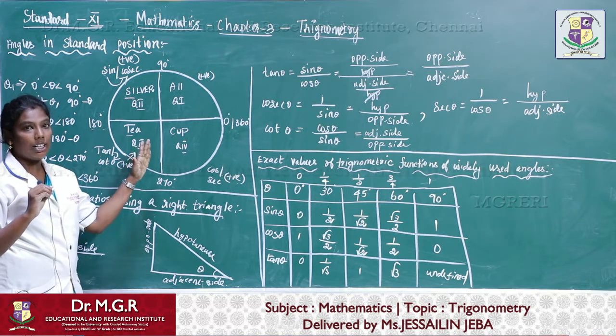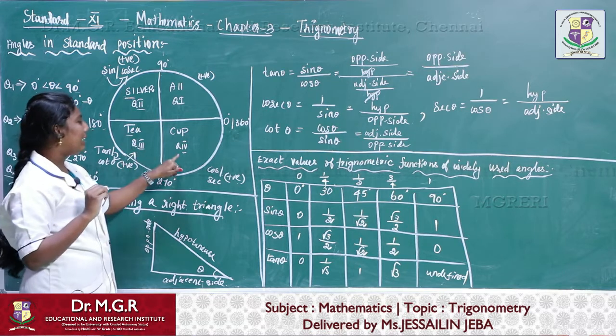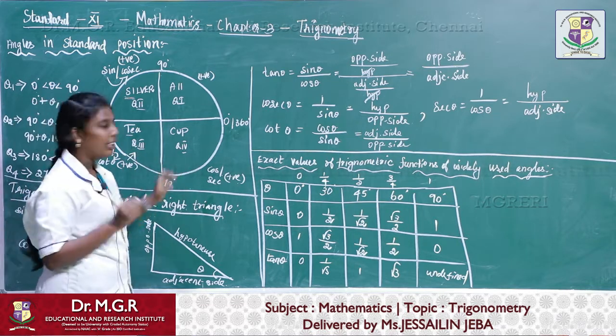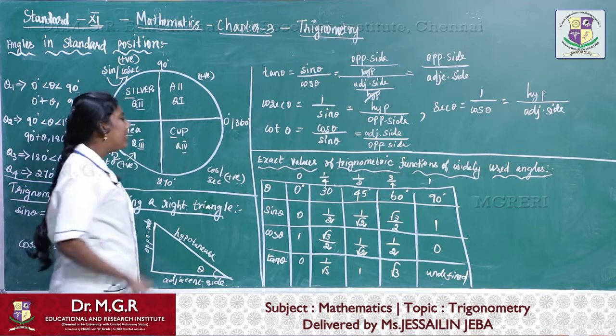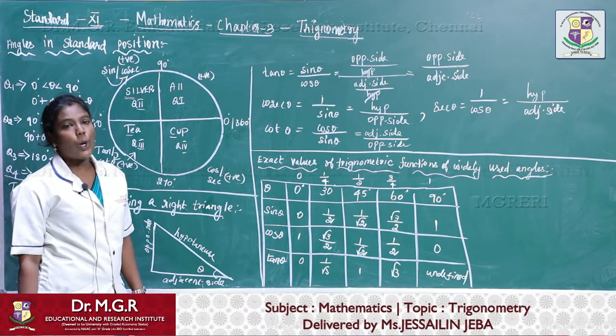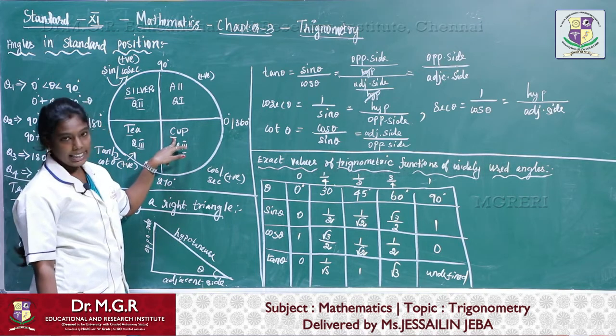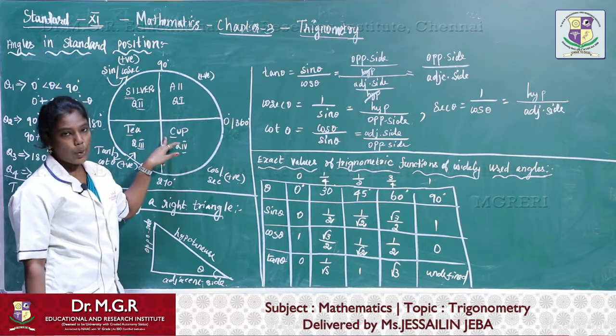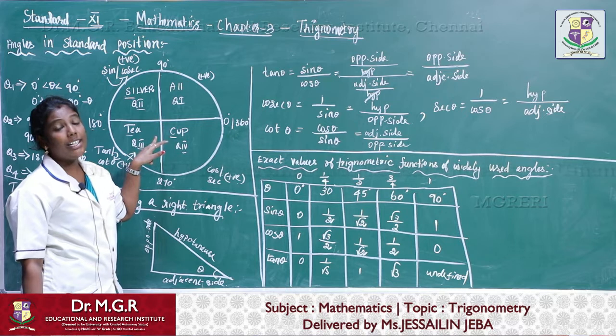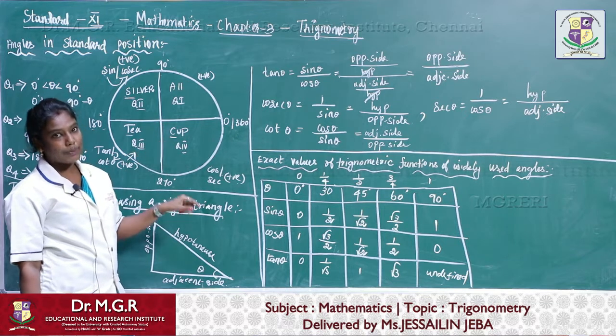Sorry, in this quadrant. Okay. Next we are going to see the fourth quadrant. So what is the name of the fourth quadrant? Cup. Cup is starting with the letter C. So what are all the ratios we are having starting with letter C?